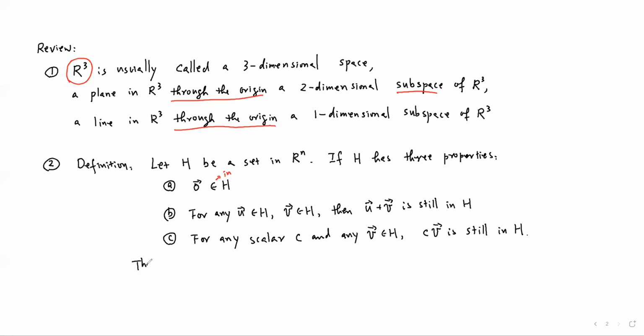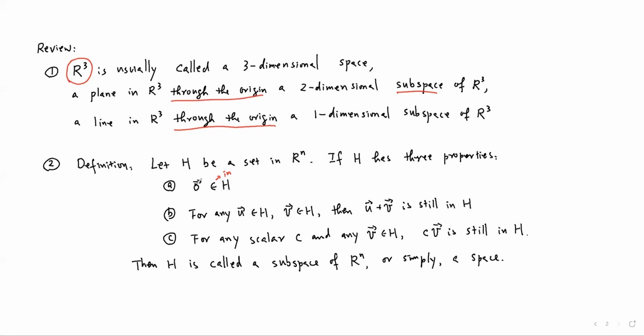Then H is called a subspace of Rn. Subspace, usually or simply, space. Sometimes we just call H a space. Actually, it is a subspace of Rn. It is part of Rn.